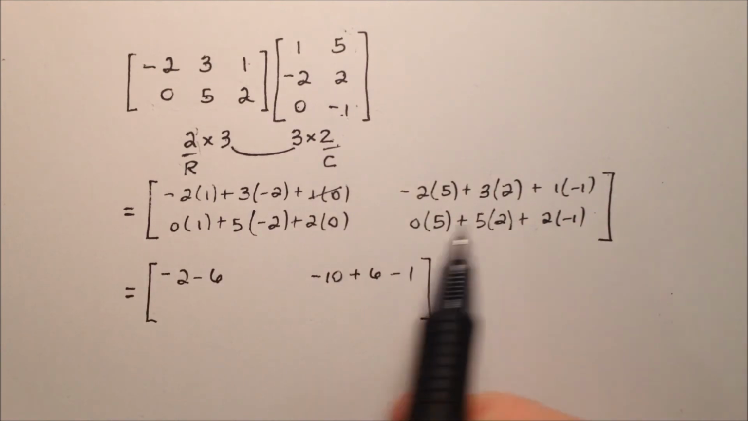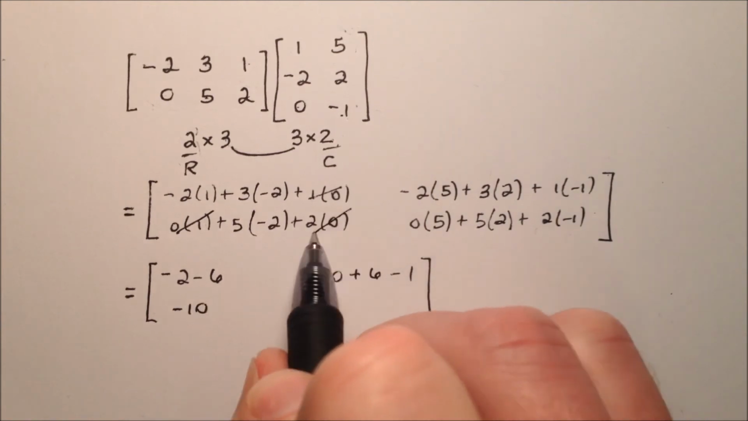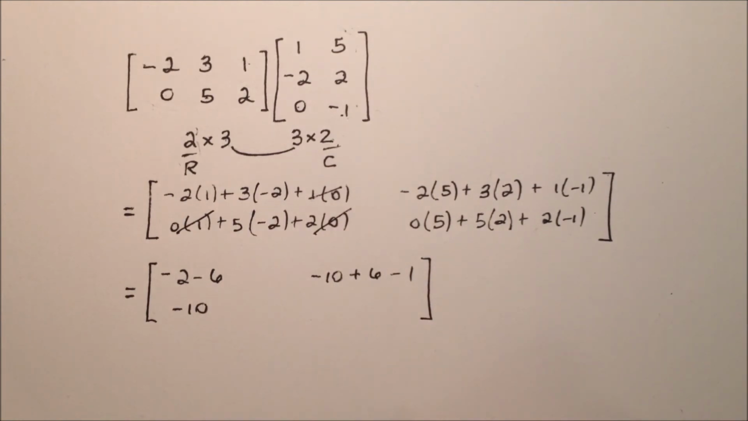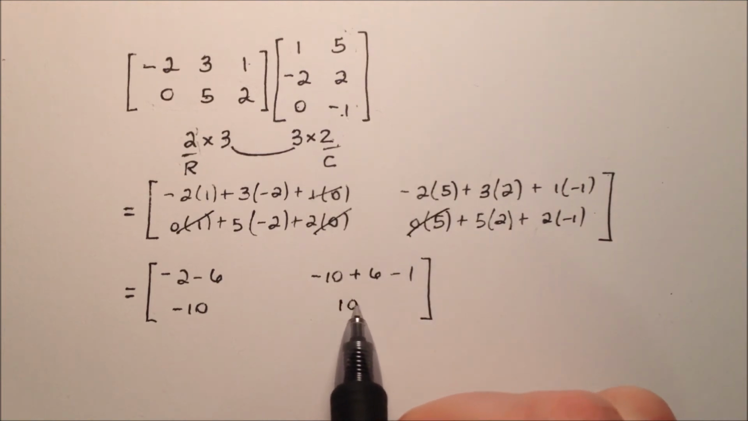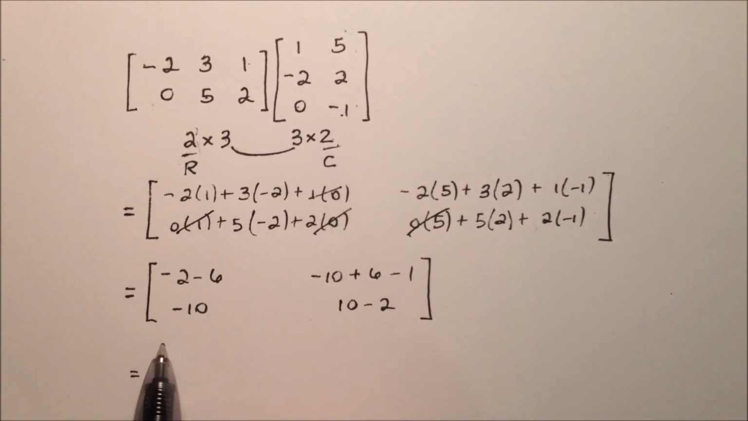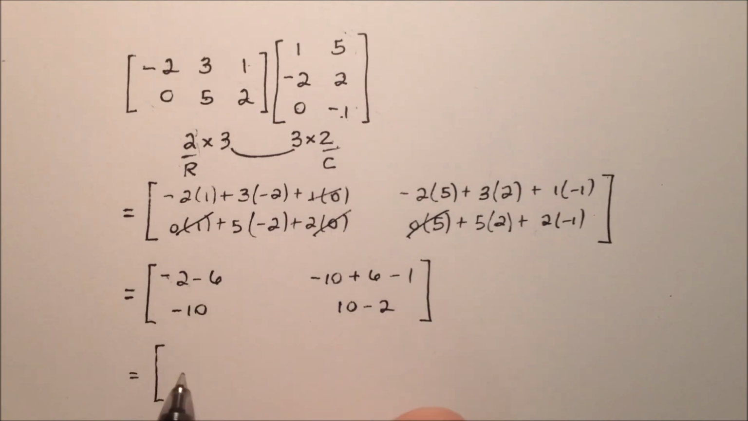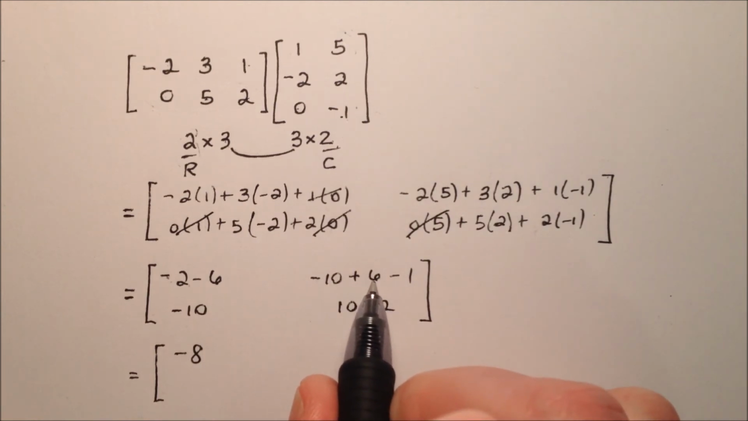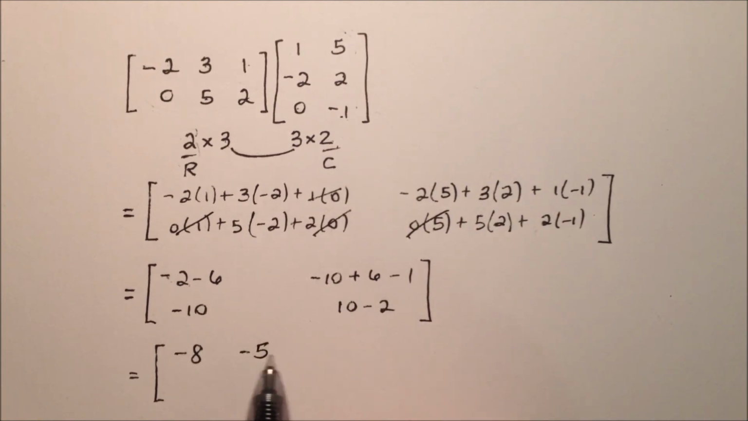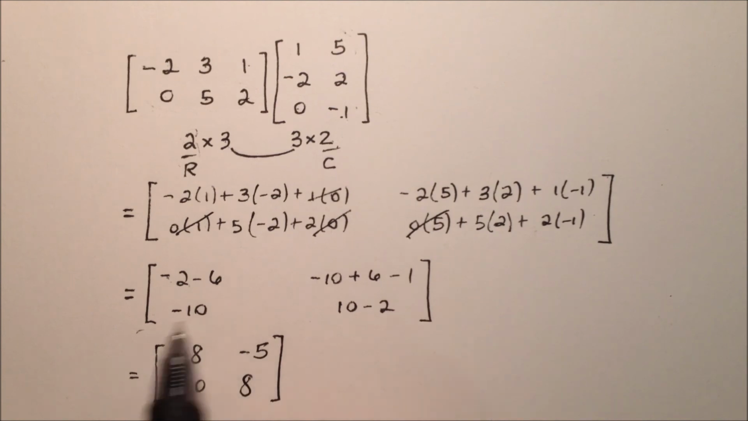And let's go down to the second row, so that zeroes out. So negative 10, and then that zeroes out, so just negative 10 is the answer there. So over here, that guy zeroes out, so I'm left with 10 minus 2. And the final answer then is going to be negative 2 minus 6 is negative 8. Negative 10 plus 6 is negative 4. Minus 1 is negative 5. That guy's just negative 10. And then there's an 8 right there.